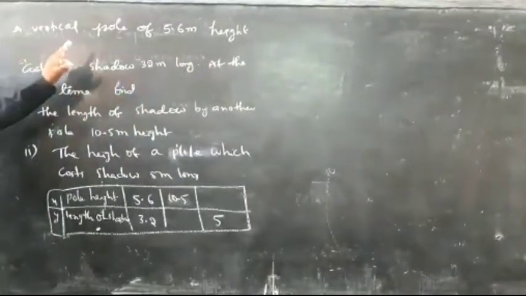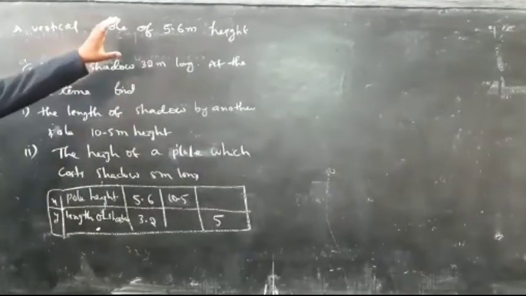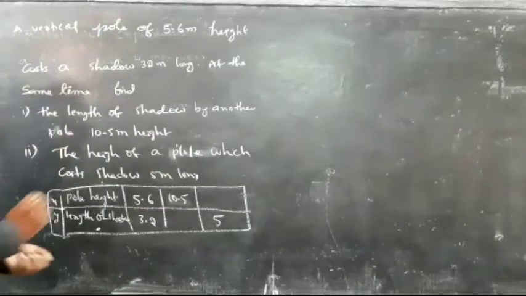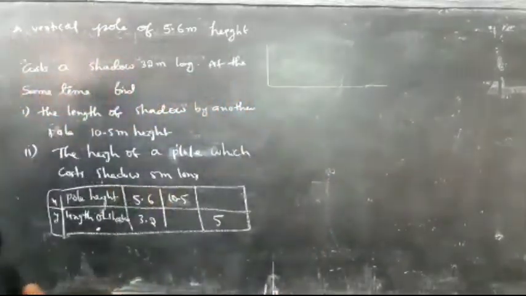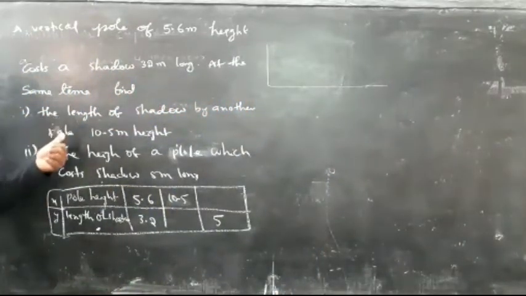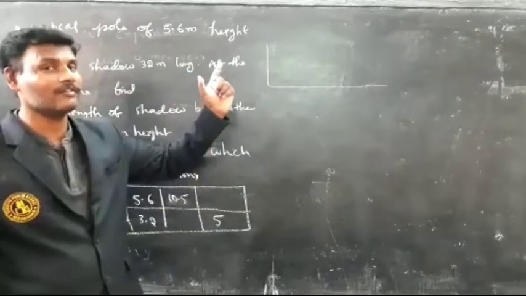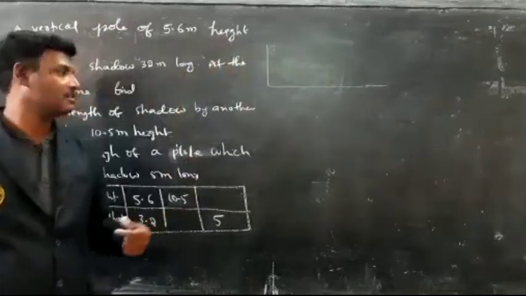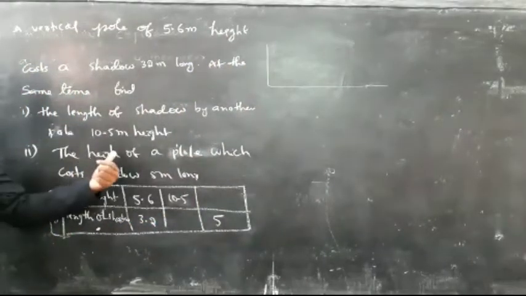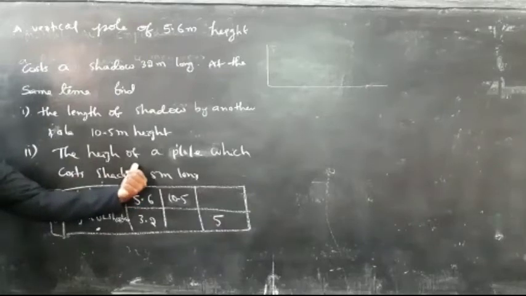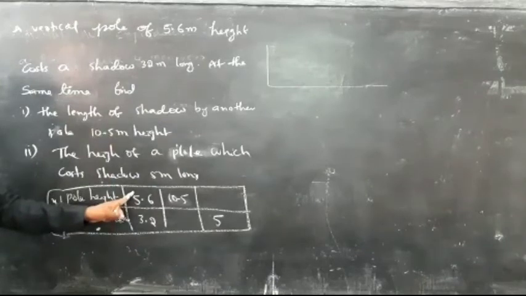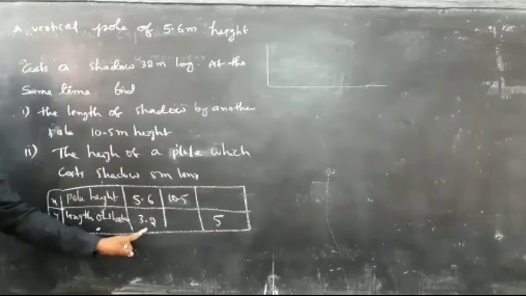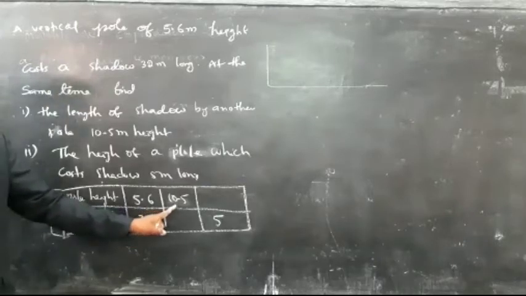A vertical pole of 5.6 meters height. What is the height of the pole? 5.6 meters casts a shadow of 3.2 meters long. Here one pole, the length of its shadow is 3.2 meters. The length of the shadow of another pole is 10.5 meters. Here the length of the shadow is given, you have to find the height of the pole. In the second condition, the height of a pole whose shadow is 5 meters long, the length of the shadow is given, you have to find the height of the pole. Here a 5.6 meters long pole makes a 3.2 meters length of shadow. Then what is the length of the shadow of a 10.5 meters height pole?